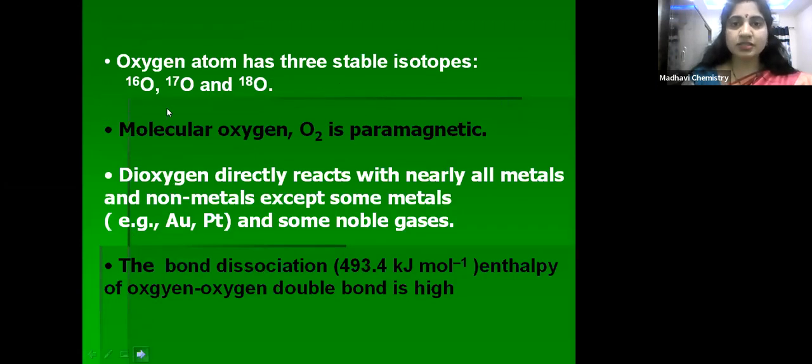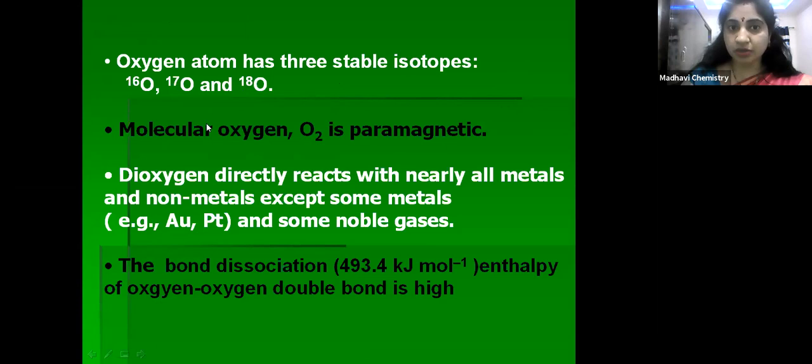Next, coming to oxygen, it has three stable isotopes. What are isotopes? They have the same atomic number but different mass numbers. You can see here the atomic number is 8 for all three isotopes, but the mass numbers are 16, 17 and 18. Oxygen has three stable isotopes: O16, O17, O18.